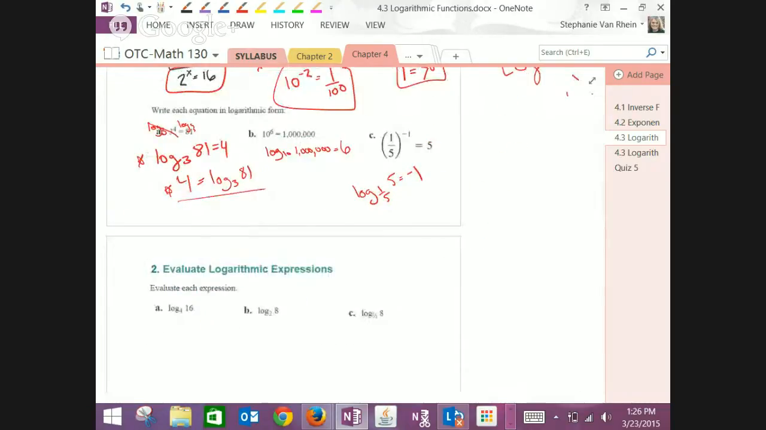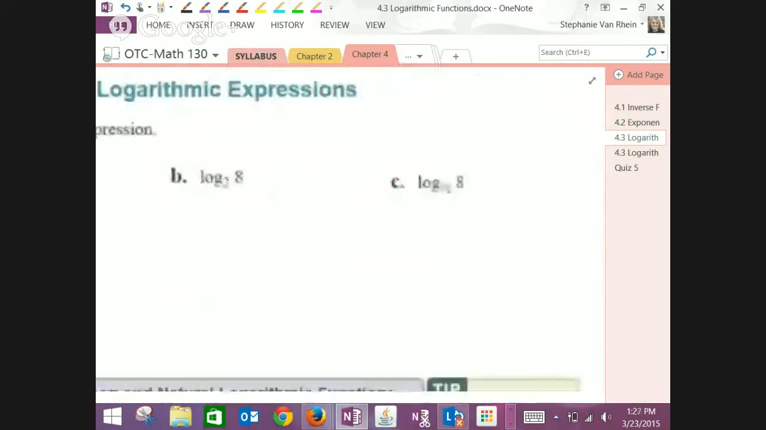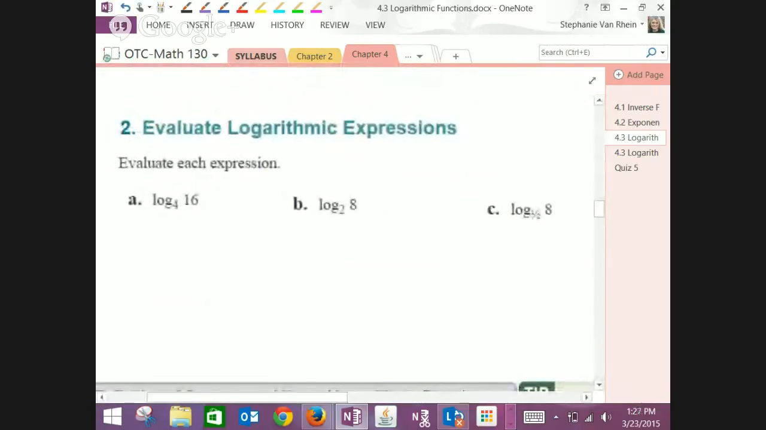So let's look at the next examples. Evaluate the expressions. You cannot plug these in your calculator. Why? Because your calculator is only base 10 or base e. We'll eventually get to the change of base formula, which you can plug in your calculator, but right here you should be able to calculate it in your head.